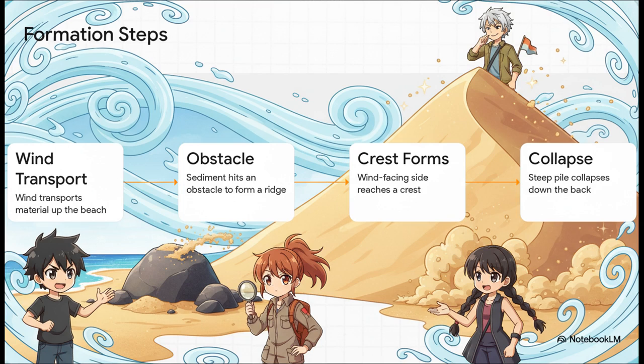But here's the catch. It can't just build straight up to the sky forever. Eventually, that pile gets way too steep. It becomes totally unstable, the crest literally collapses under its own weight, and all those smaller sand particles tumble down the sheltered backside of the dune.